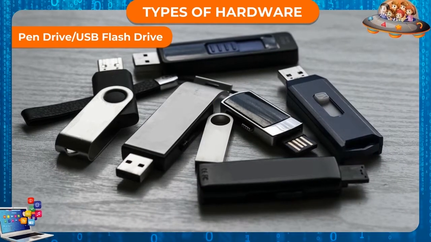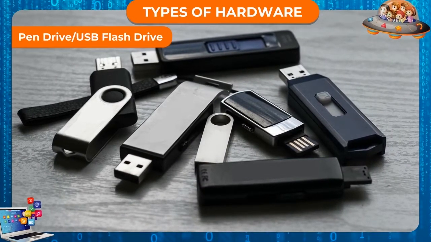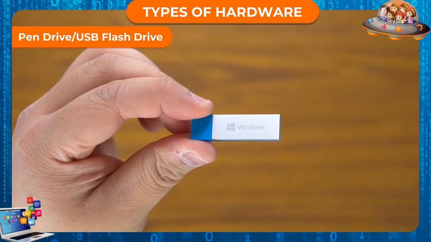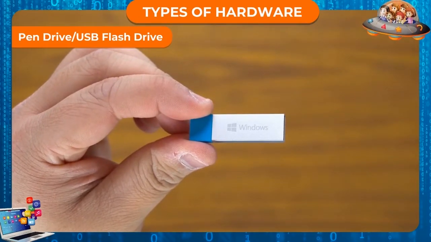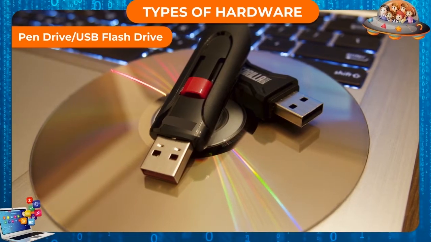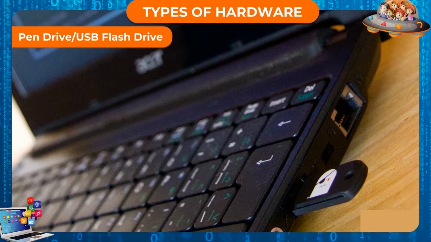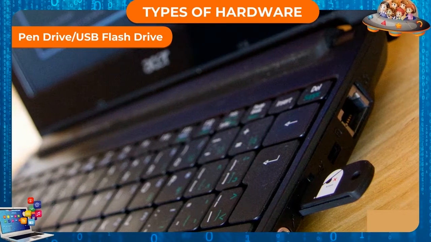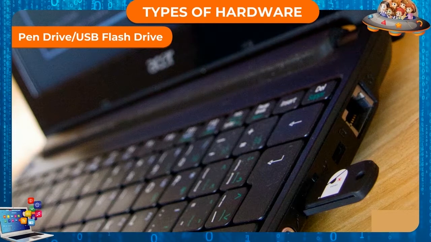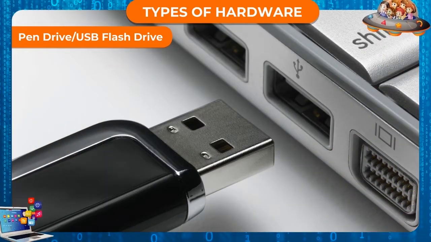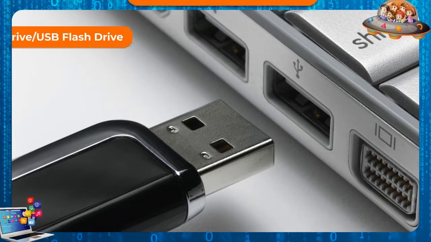Pen drive, USB flash drive. A pen drive or flash drive is a very tiny storage device that can be easily carried around. It can store a large amount of data. Also, it is very simple to transfer data by using a pen drive. It is used for copying and moving data from one computer to another. A pen drive uses a USB port to connect to a computer. It is therefore called a USB drive.